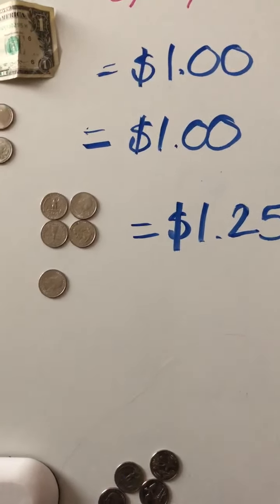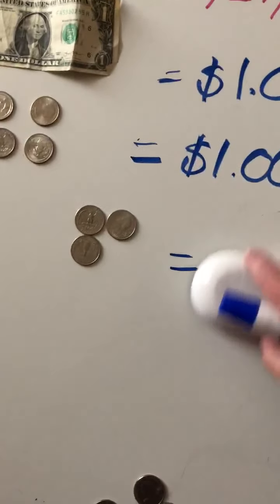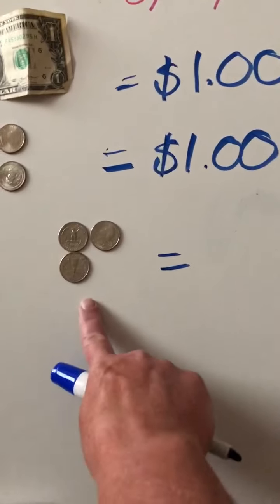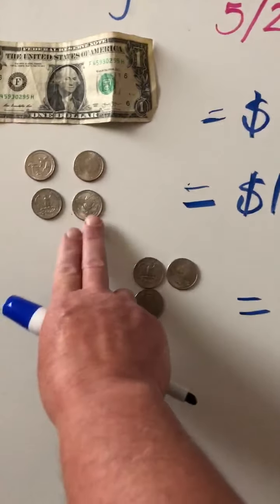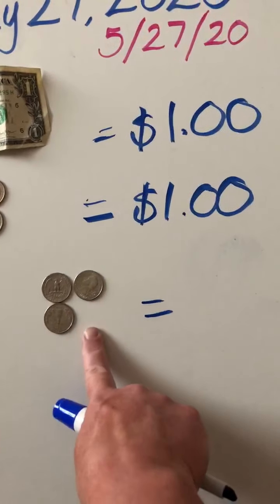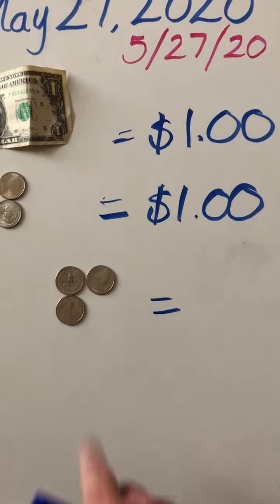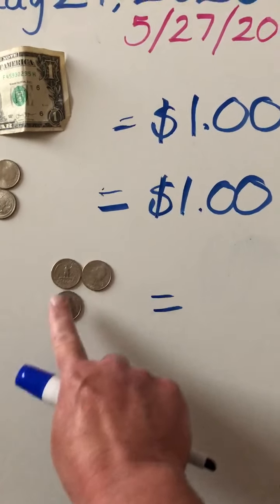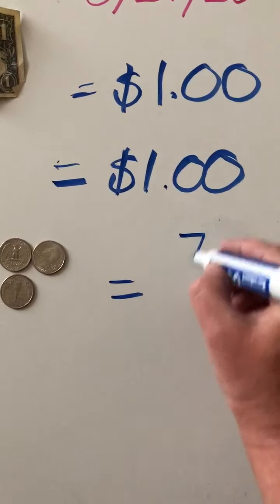Okay, and what if I took 2 quarters away? Now, do we have $1? We don't, do we? Because remember, it takes 4 quarters to make $1. We don't have 4 quarters here. How many do we have? We have 3: 25, 50, 75. How would we write that using dollars?